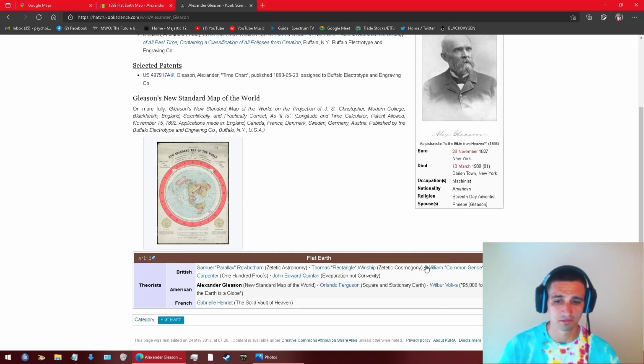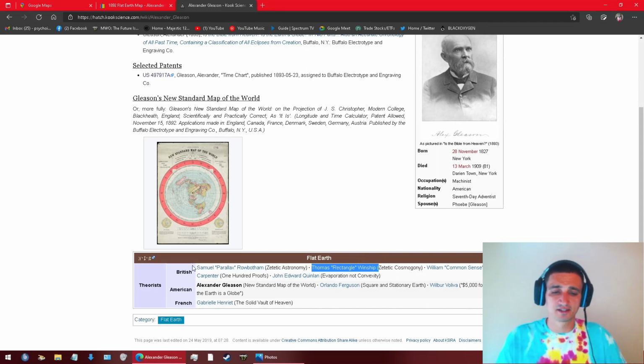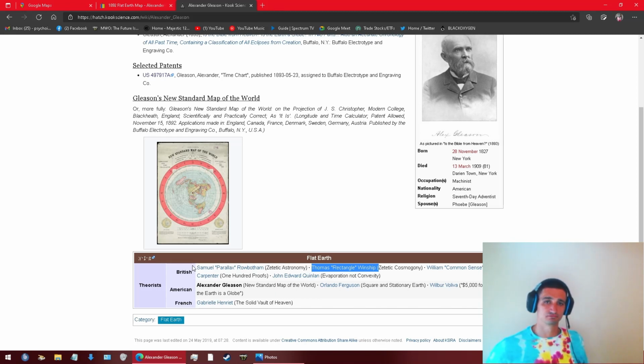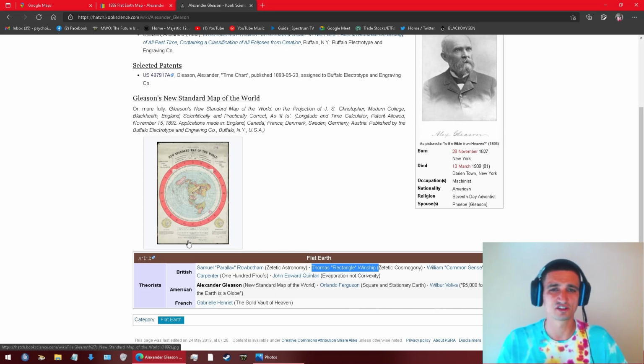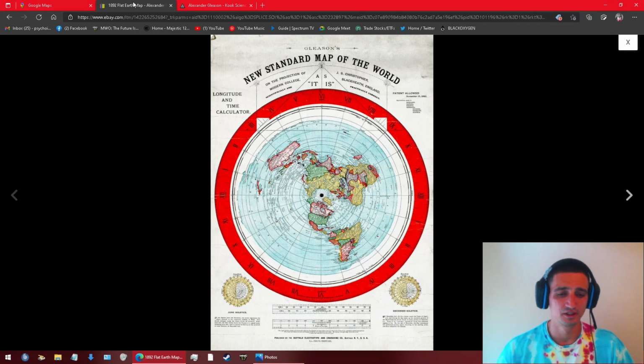But at the bottom here, you'll notice Samuel Rowbotham and Thomas Rectangle Worship. So parallax, stuck between two lines, right? Zetetic astronomy, and then you get Thomas Rectangle Worship. Earth square, rectangle, parallax, in between two lines. You understand? Is it making kind of sense? I'm going to go back and read some of these books and maybe there's something in between. But they try to start to twist things once truth starts coming out.